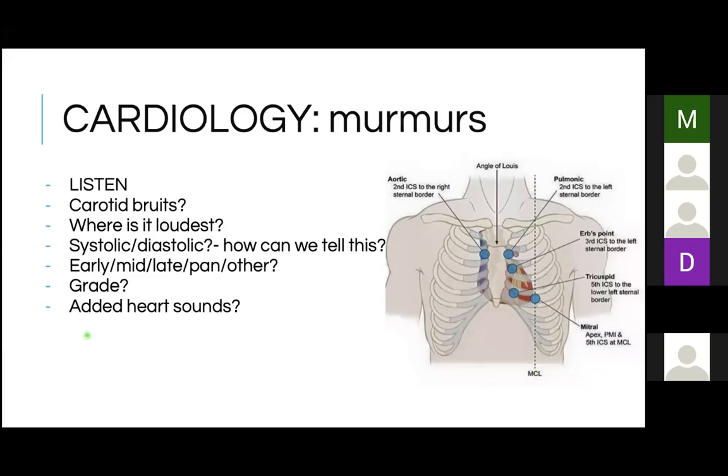Okay, and then for murmurs, you need to pinpoint the position where it is the loudest and describe that or feed that back to the examiner. And also you need to be able to say whether it's systolic or diastolic. Can anyone tell me how we can differentiate between the two? Anyone?